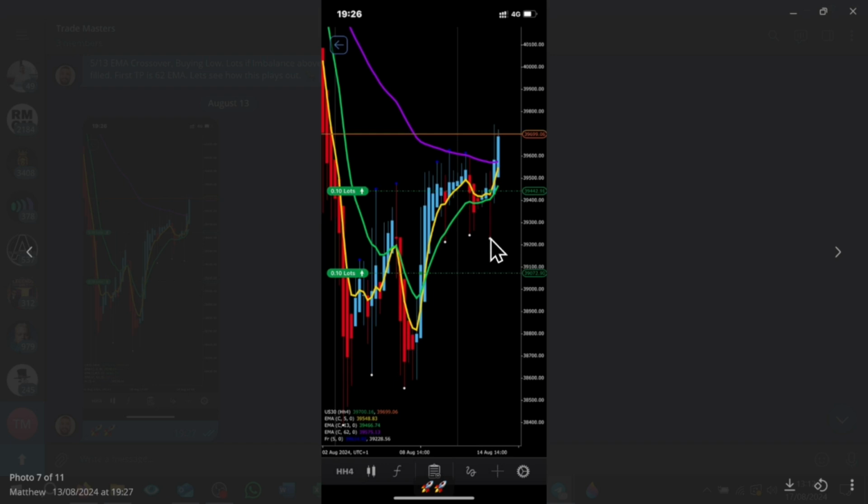If you see this wick here, it took out this low and we were on the buy. Then we did have the 5-13 crossover. There wasn't a crossover actually, but the crossover happened here, which I bought there. But here we are still bullish overall.